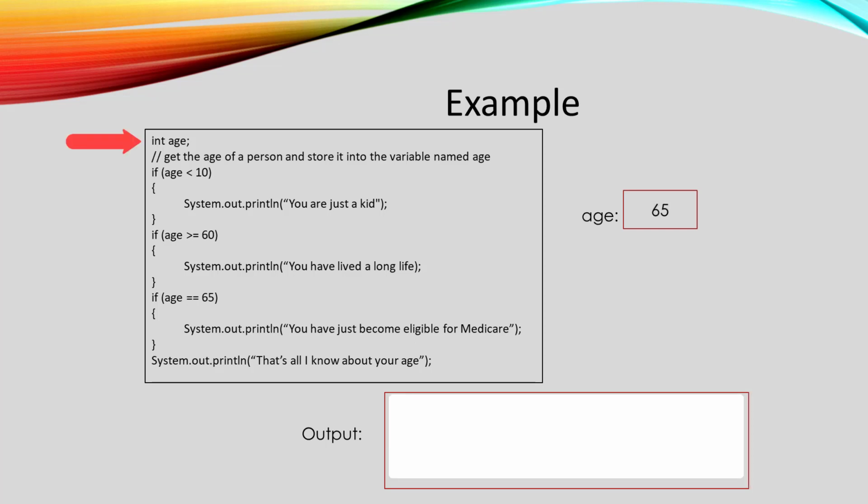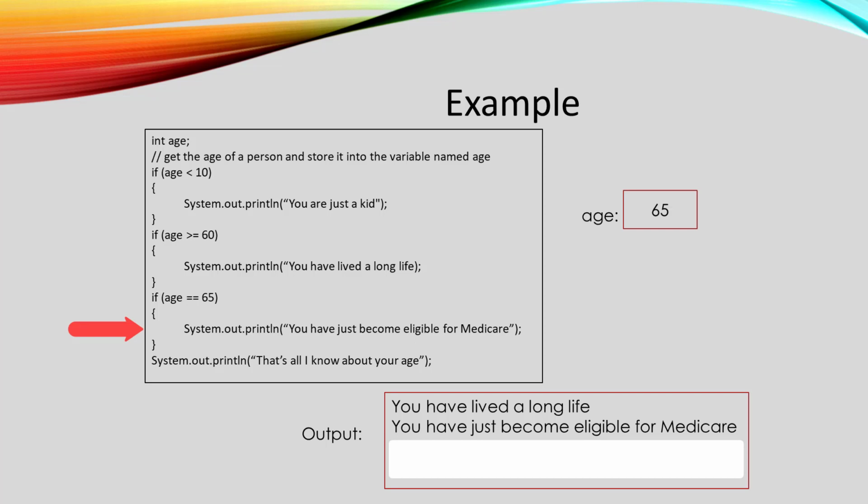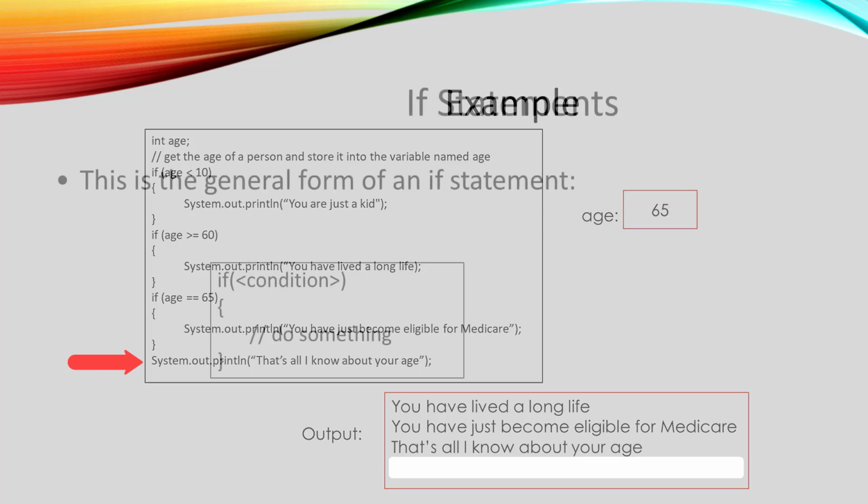Let's do this one more time where the value of the variable age is 65. When we compare age to 10, 65 is not less than 10, so we skipped that. When we compare age to 60, age is greater than or equal to 60. So we print out you have lived a long life. Then we compare age to 65. Age is equal to 65. So we print out you have become eligible for Medicare. And finally, we print out that's all I know about your age.